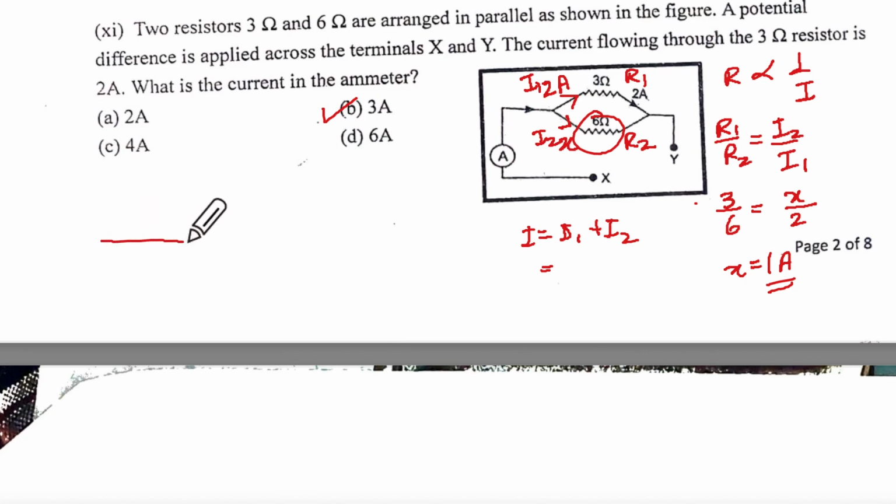Okay. Sometimes they will give you the same kind of diagram. Take this down and they'll tell you this is 3 ohm and this is 6 ohm, and here they will tell you that 6 milliampere is flowing like this. Okay, and they will ask you how much is the current through the 3 ohm resistor. What will you do for this?